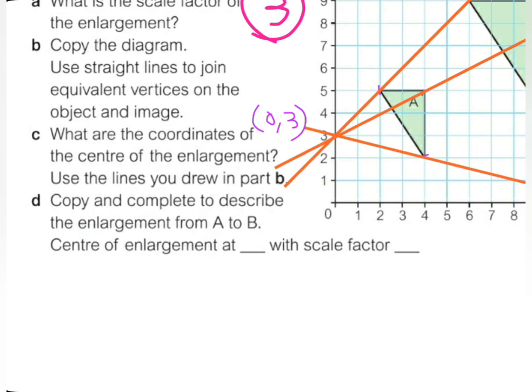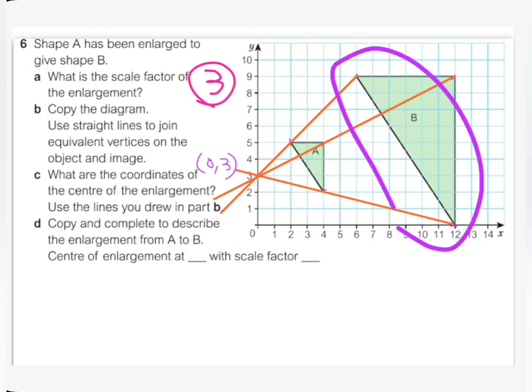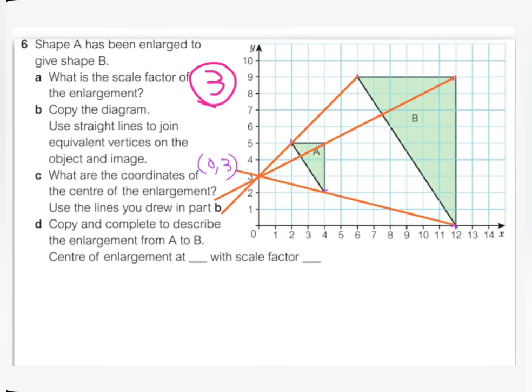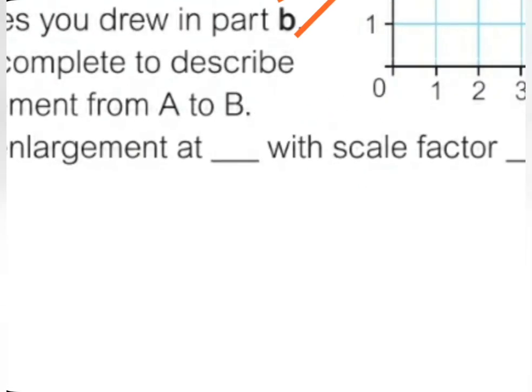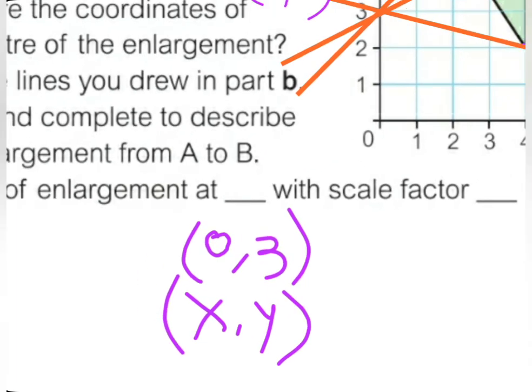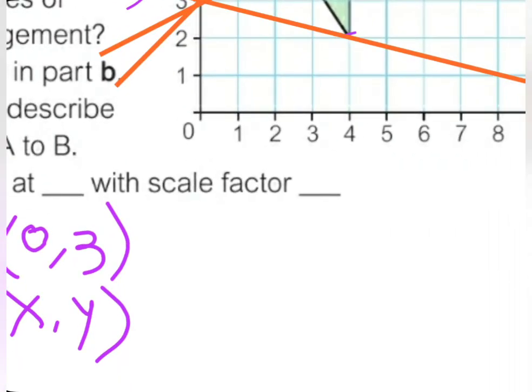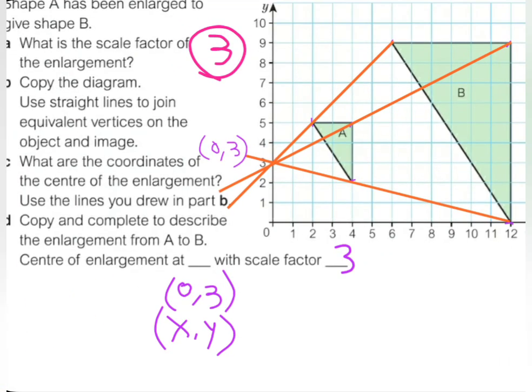Now question D, copy and complete to describe the enlargement from A to B. Center of enlargement at what? Center of enlargement at, as we said, 0, 3. And remember, you have to say the x first and then the y when you describe coordinates. This is very important. And the scale factor was what? Very good. It was 3.